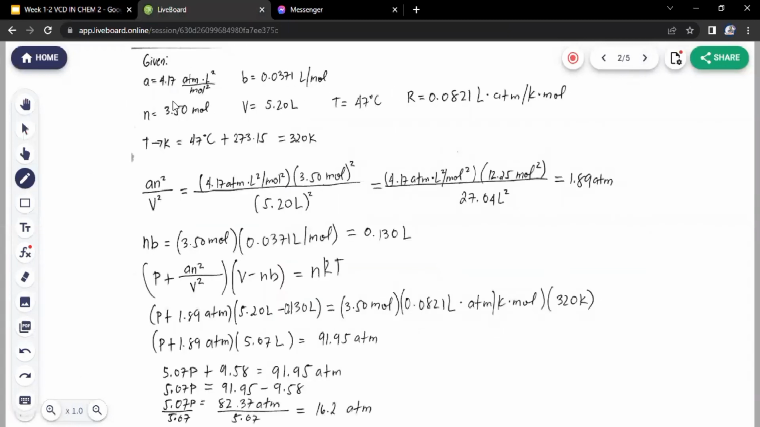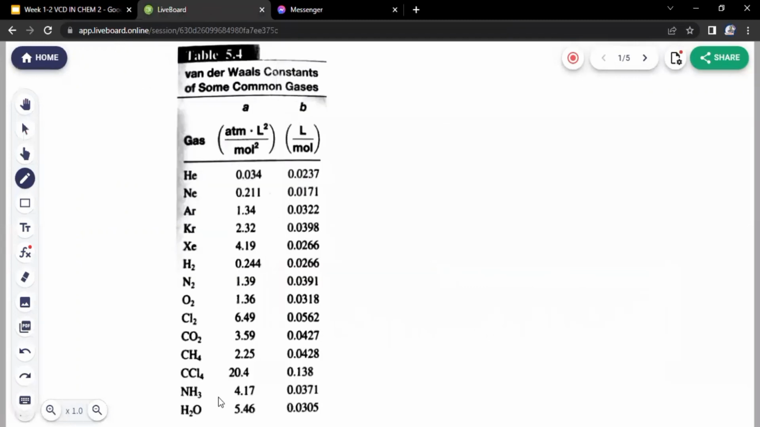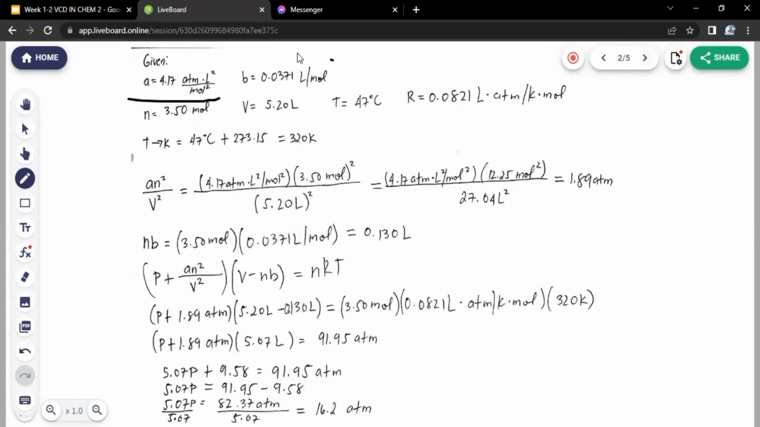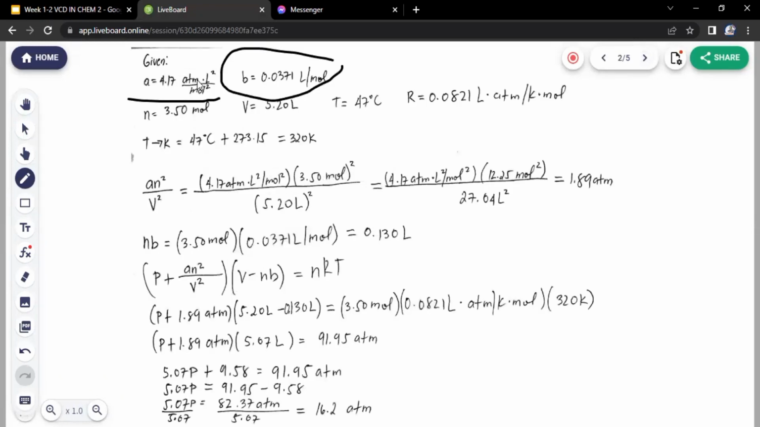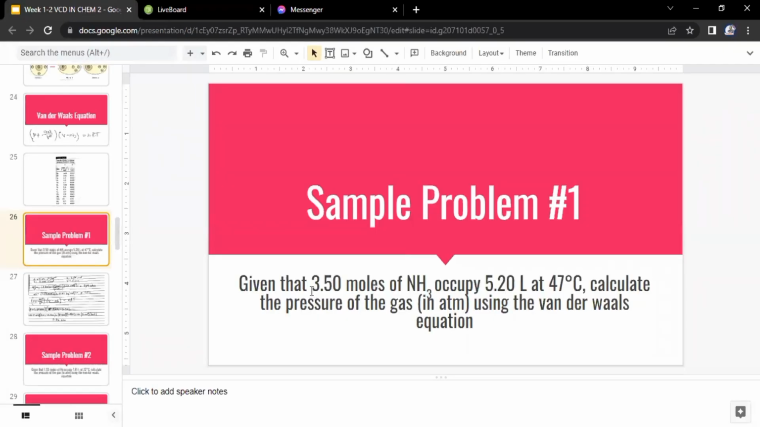The value of a came from this table for ammonia: 4.17, with the unit atm·L² per mol². And then the value of b is 0.0371 liters per mole. We get this from the table for ammonia. Now, the next one is the value of your moles, which is 3.50 moles. We get this from the problem, given the 3.50 moles of ammonia. That is where we derive that data.